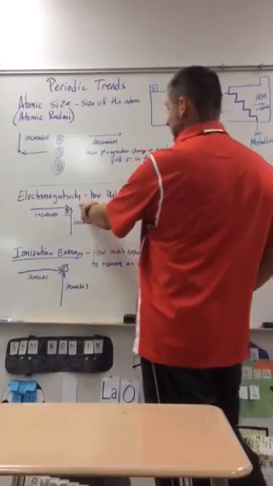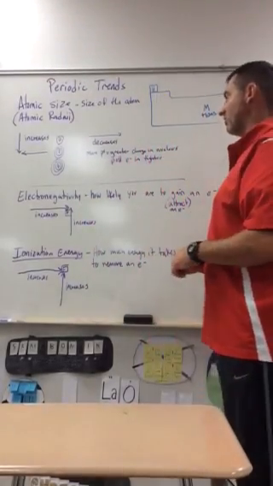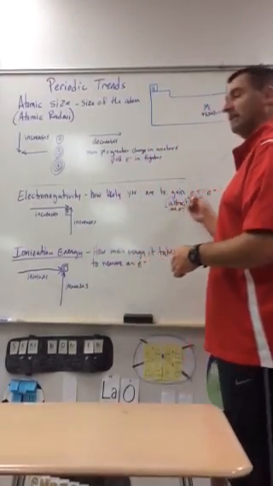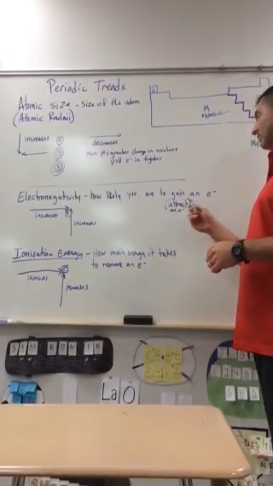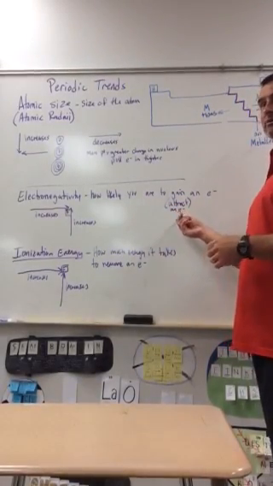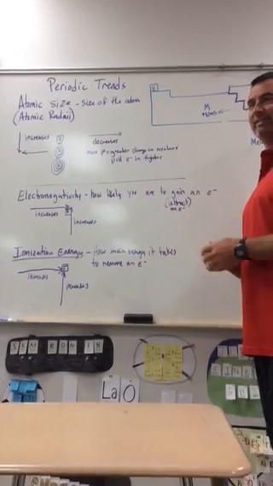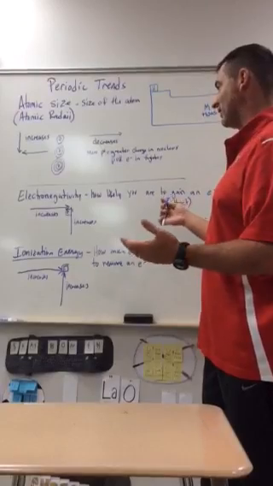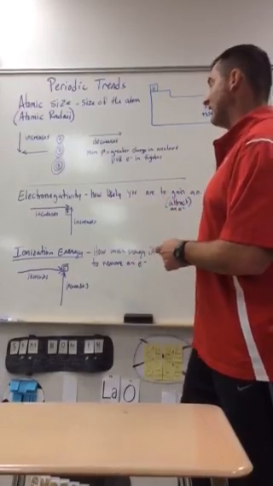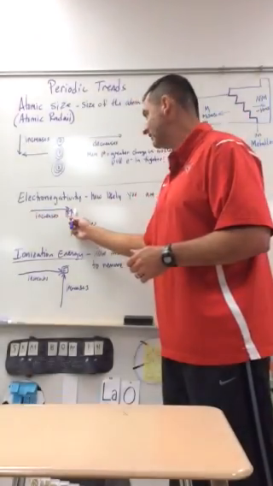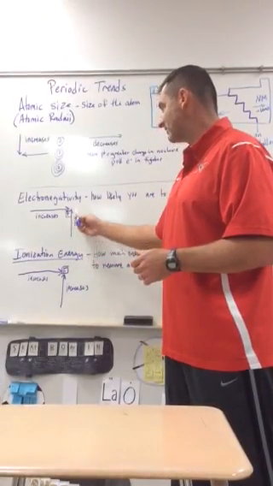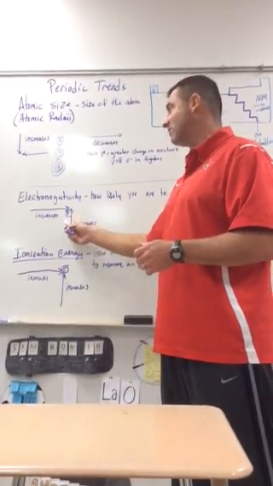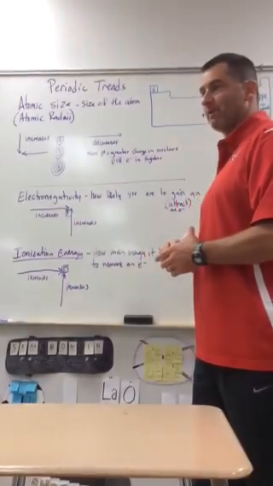Now, electronegativity, right, is a trend. It's how likely you are to gain an electron. All right, so how likely are you to attract an electron? So it's basically a measure of your attractiveness. So how likely are you to gain an electron is what electronegativity means. All right, and it increases from left to right, and it increases from bottom to top. And fluorine is the most electronegative element on the periodic table.